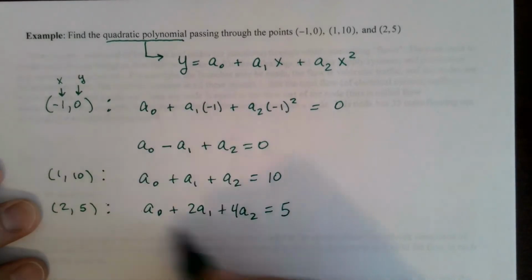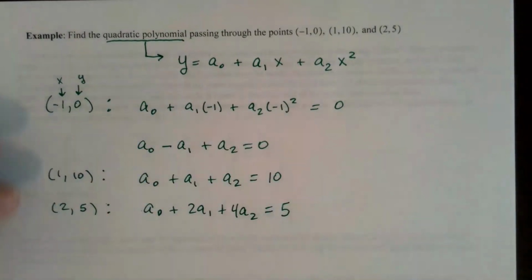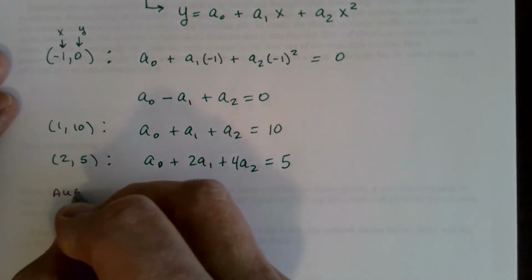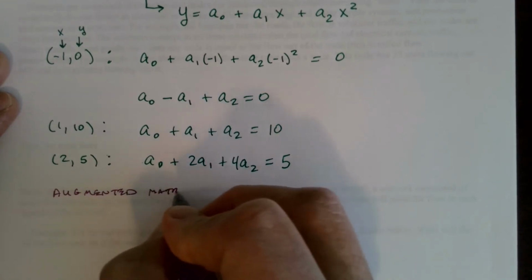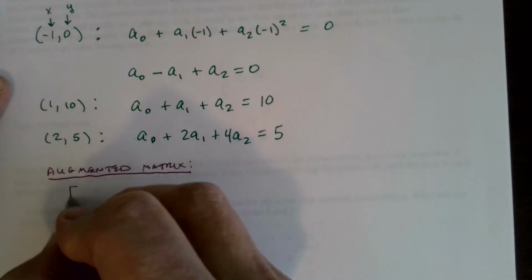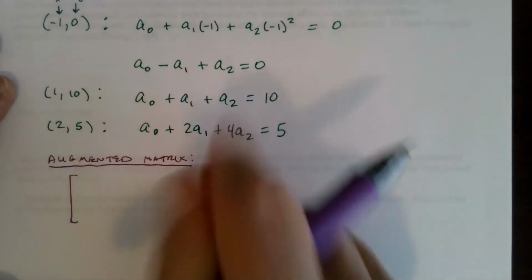So this is the system of linear equations that I need to solve. Okay? So how can I solve that? Well, I'm going to get my augmented matrix from this system. And I look at the coefficients of our unknowns. Our unknowns, again, are a sub 0, a sub 1, and a sub 2.